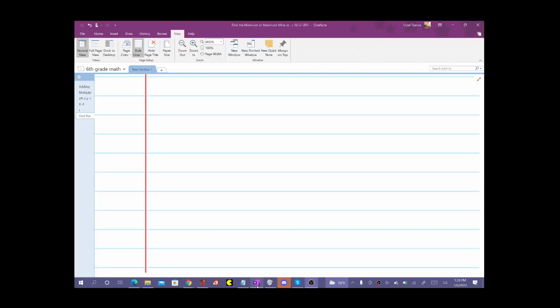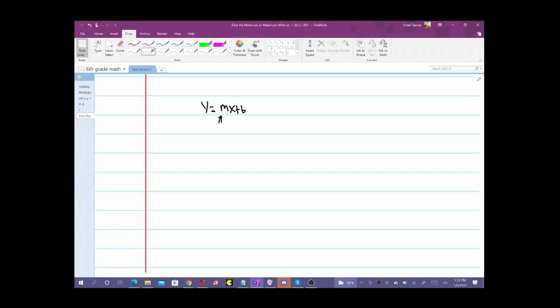So, a linear equation, first of all, is of the form y equals mx plus b, right? So m is the slope and b is the y-intercept, right?